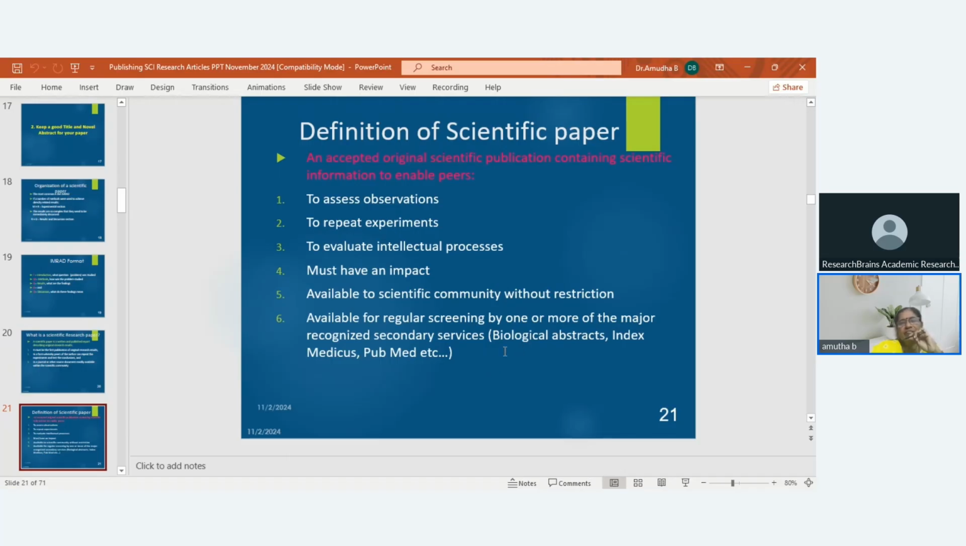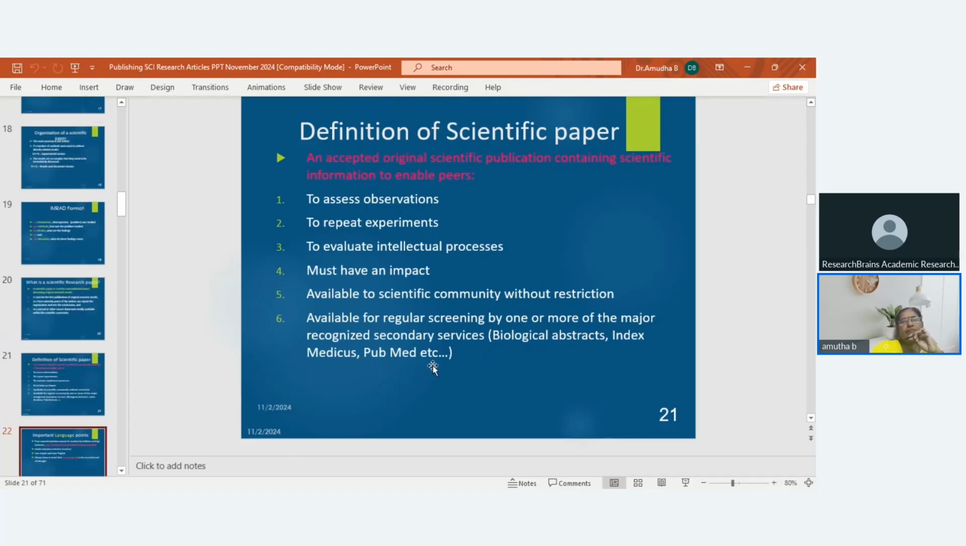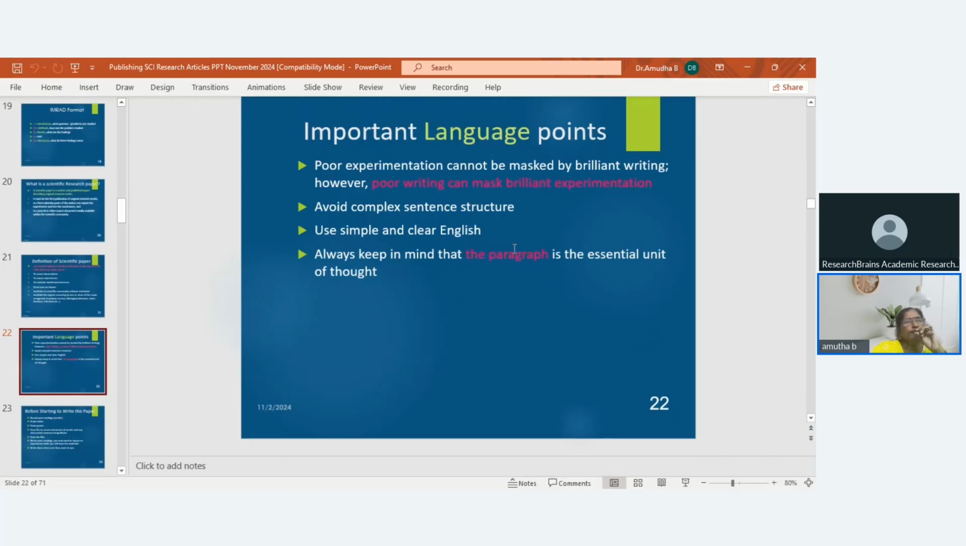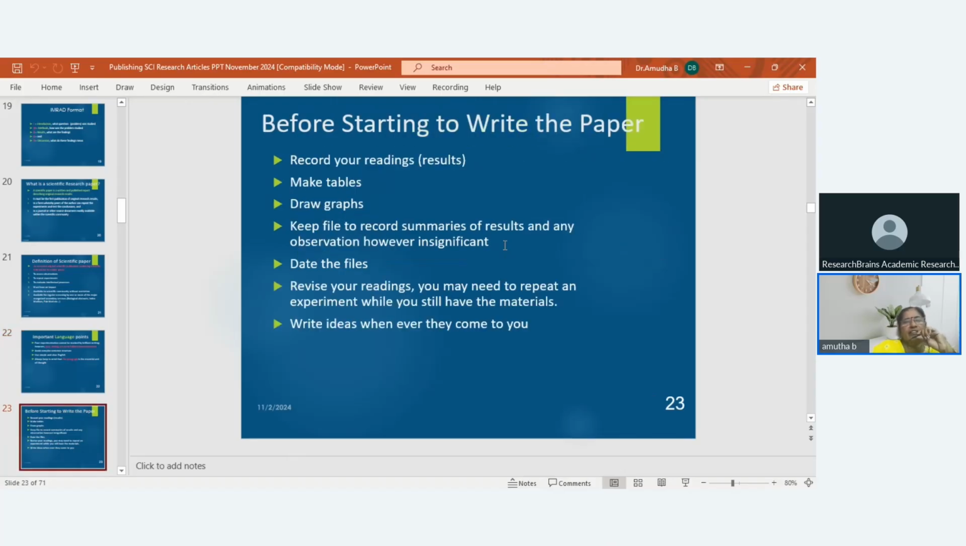So you can see where very good papers are available: Biological Abstracts, Medicus, PubMed, etc. And the language, how do you write? We write in English only, and the English statements should be brilliant enough to capture the audience so that they go through the paper. If they are not going through the paper, our writing skill is not proper, and the editor can also advise us to modify our writing capabilities.